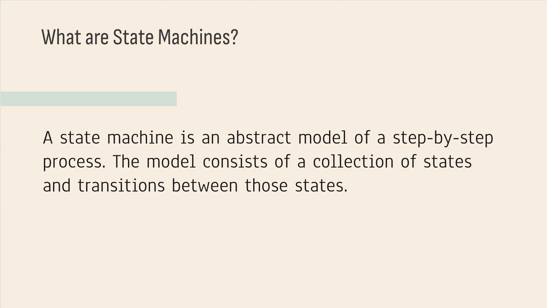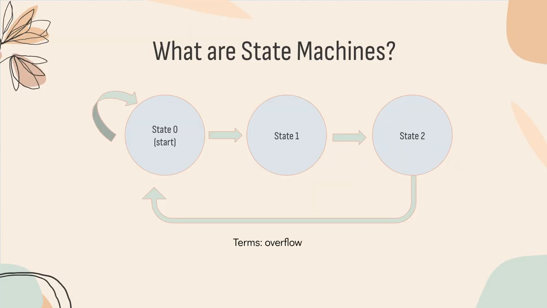Later, we'll show a couple of examples of what state machines look like. This state machine has 3 states and always cycles back to the start.